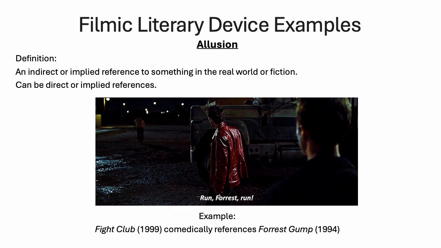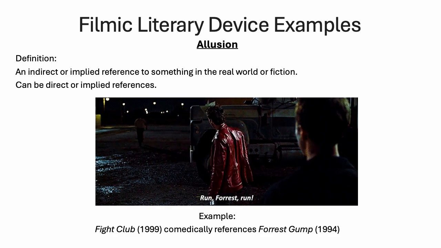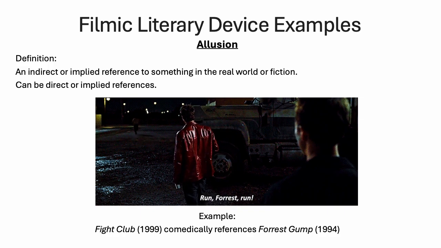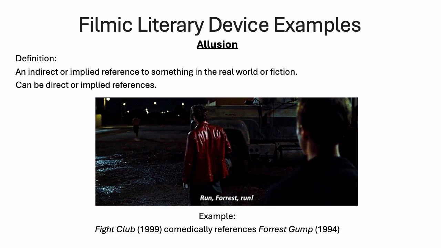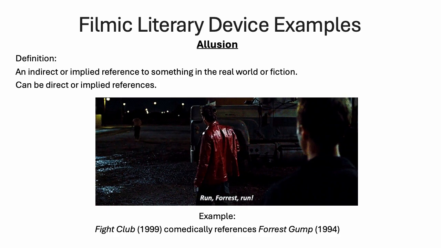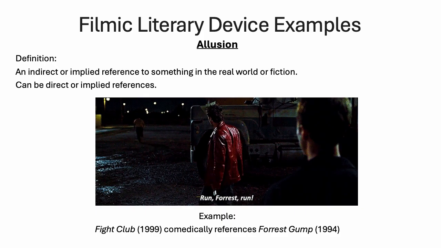One in particular is when Tyler Durden has threatened the life of a clerk and has let him go, and as he's running away, he yells, "Run, Forrest, run!" Now, this is an allusion to the film Forrest Gump. Now, this film has many different types of allusions, but this is one that is a clear example of referencing another film in this particular film.